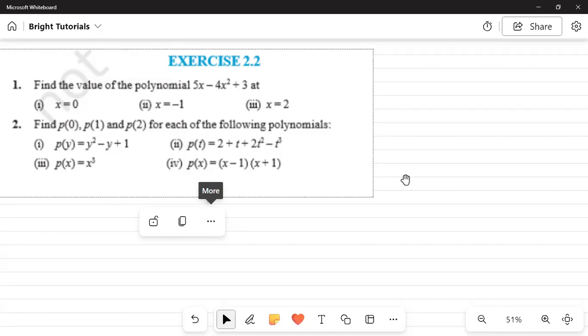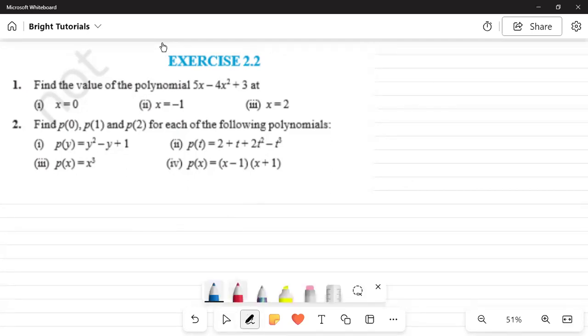Now we are going to study how to find the value of a polynomial, like it is given here, 5x minus 4x square plus 3. We have to find the value of this polynomial at various values of x. In the first part, it is given that x equal to 0. So we have to find the value of this polynomial at x equal to 0. How can we do that? For the time being, this polynomial will be represented by p(x). We can say that p is the polynomial in variable x. It is equal to 5x minus 4x square plus 3.